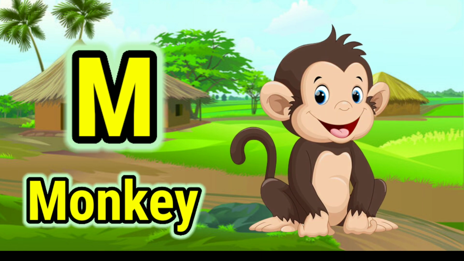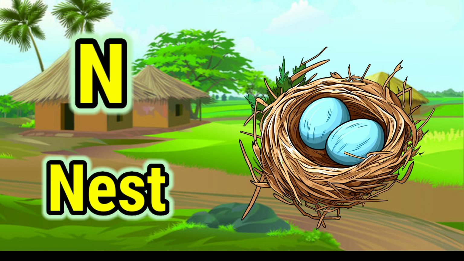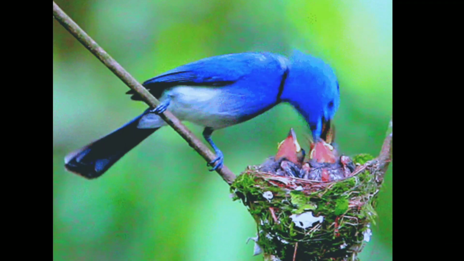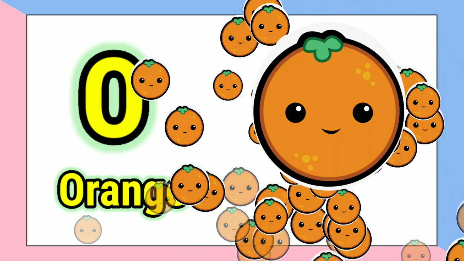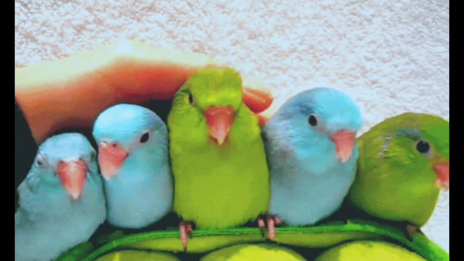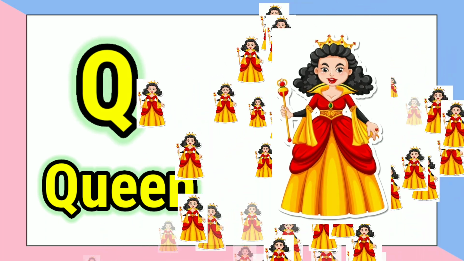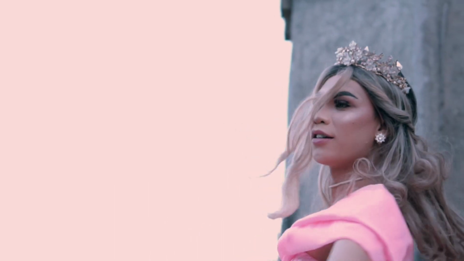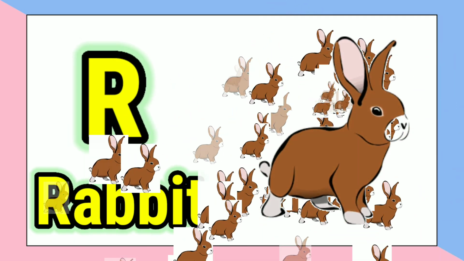M for monkey. N for net. O for orange. P for parrot. Q for queen. R for rabbit.